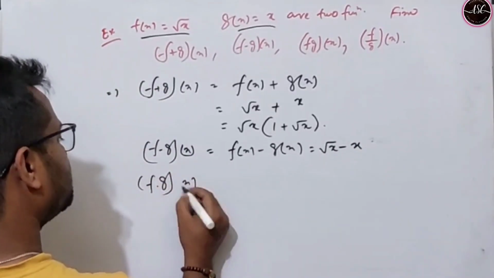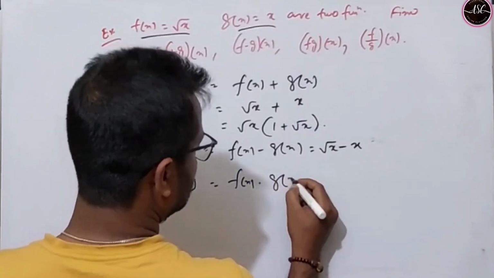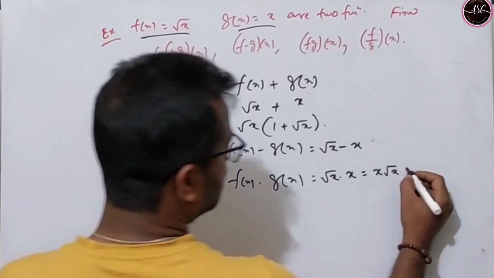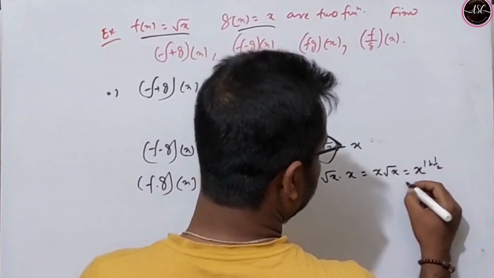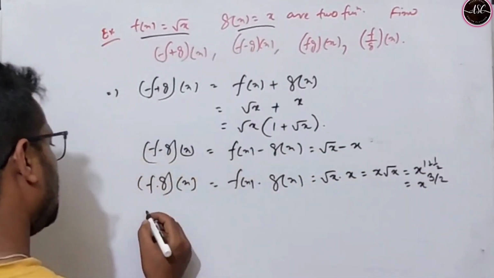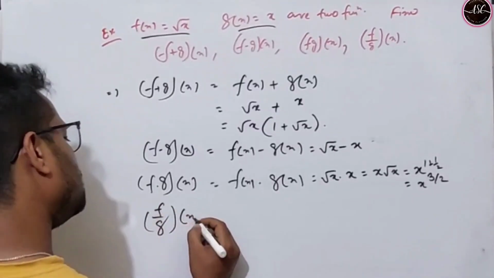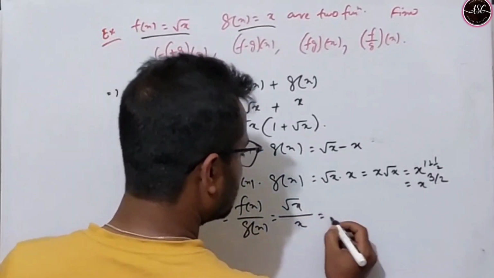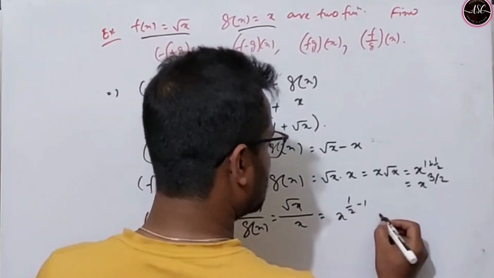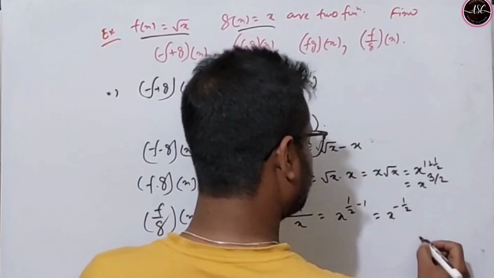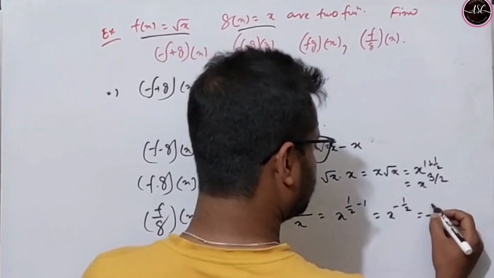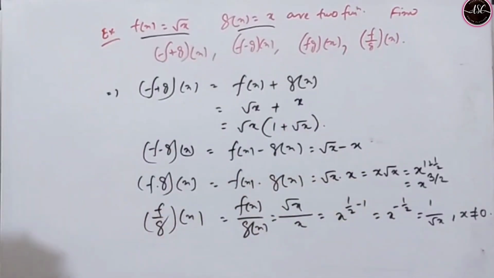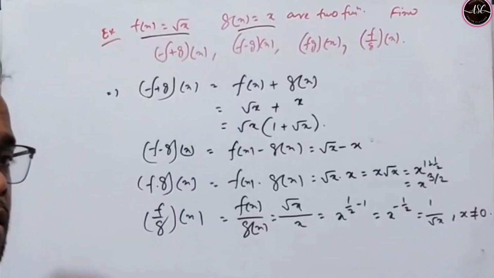(fg)(x) equal to f(x) dot g(x), that means root x dot x, that means x root x, that means x into x to the power half, that means x to the power 3 by 2. And (f by g)(x) equal to f(x) by g(x), that means root x by x, that means x to the power half minus 1, that means x to the power minus half. Okay, that means 1 by root x, provided x not equal to 0. This type of question may come.